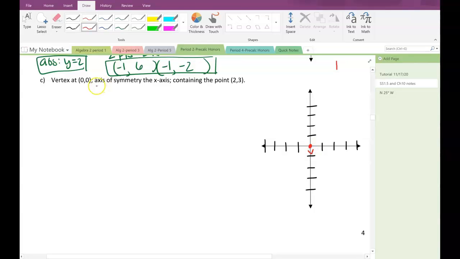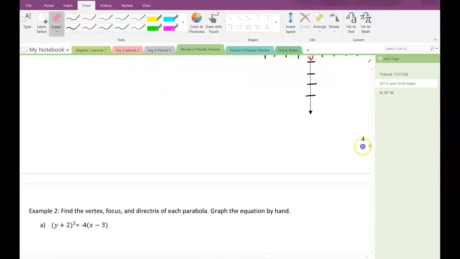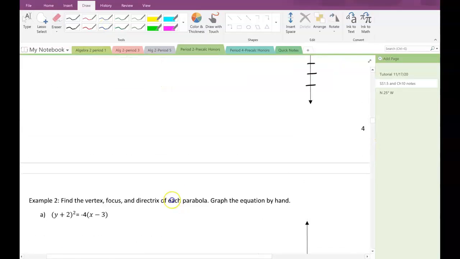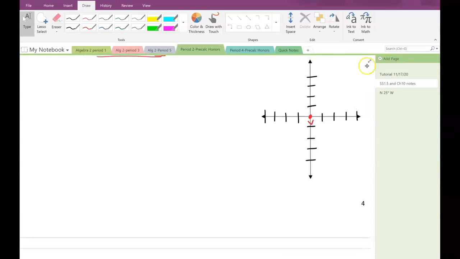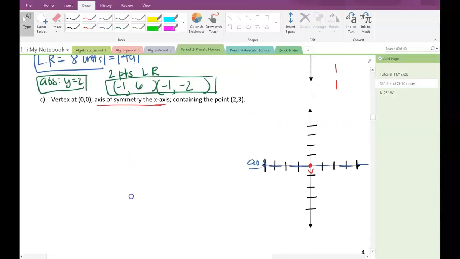And they gave us the axis of symmetry of the x-axis. Okay, so that's right on the x-axis. There you go. So right here is AOS. Okay, what else did it give us? And it contains a point 2, 3. So when you see the contains a point, that means 2, 3 is going to be on the graph. So let's plot that point. 2 over, up 3. So it's on that curve.